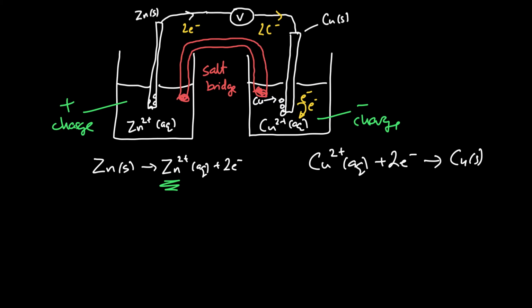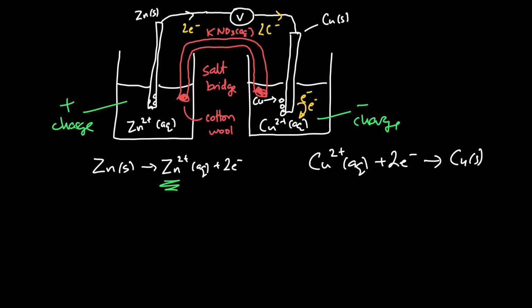So I'm going to put some cotton wool at the end just to prevent mixing. So some cotton wool or whatever it may be, glass fiber or glass frit or something. And I'm going to fill it with an ionic compound. And we typically fill it with something like potassium nitrate or potassium chloride. Potassium and nitrate are neutral.